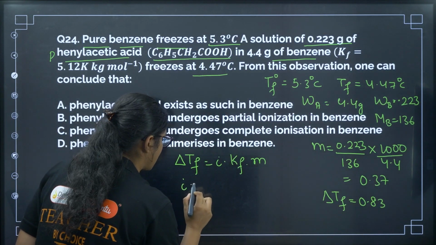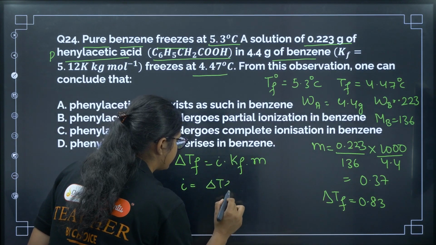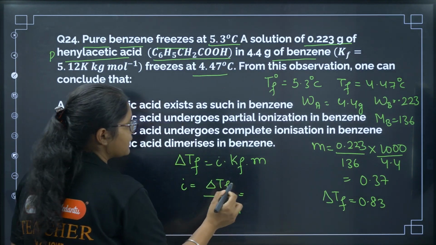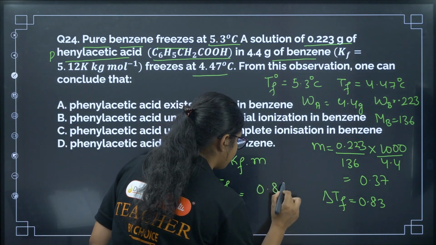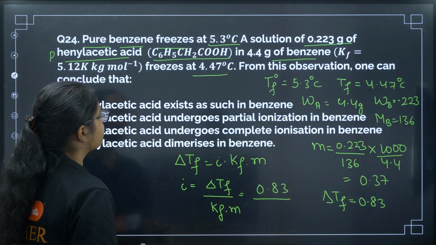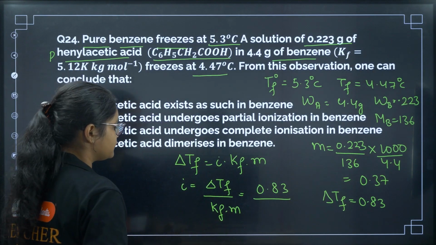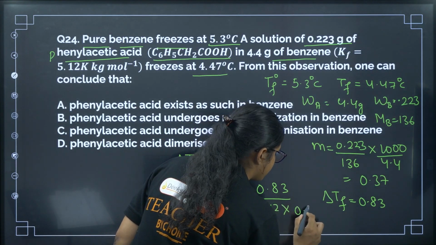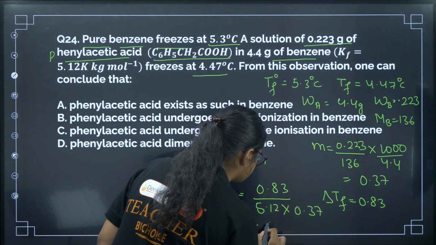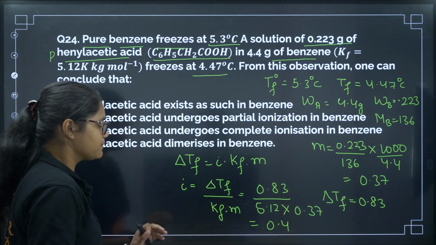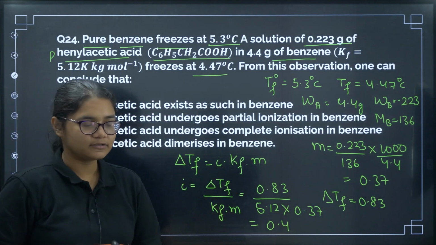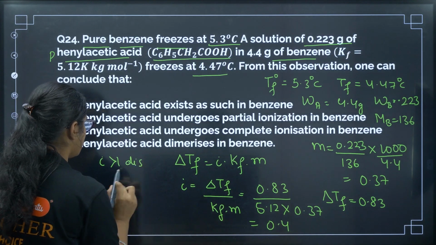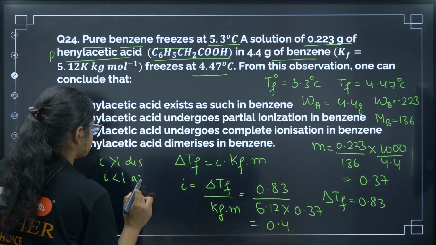So now I can calculate the i value, which will be equal to delta Tf by Kf into m. Now the delta Tf value is 0.83, and the Kf value is also mentioned, 5.12, and molality is around 0.37. So now if you solve this, you'll get around 0.4 something. So the i value is less than 1. So we know that if the i value is greater than 1, it is dissociation. If the i value is less than 1, it is association.